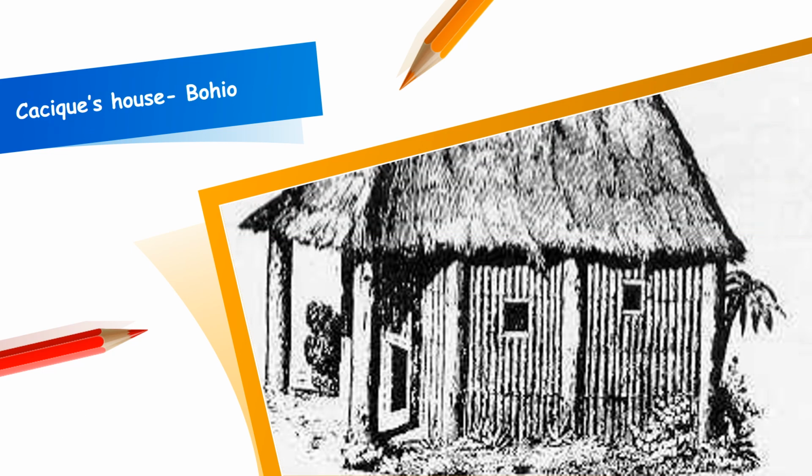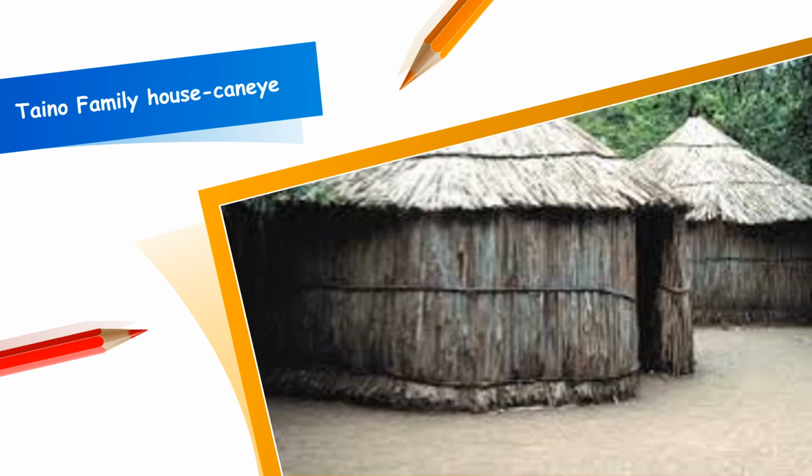Here we have an image of what the cacique's house would look like. The bohio is slightly different in shape from the family house, and this is where the cacique would live. It was the largest house in the village. Here is a close-up look of the Taino family house called Kane. The cacique would live in a larger rectangular house known as a bohio.